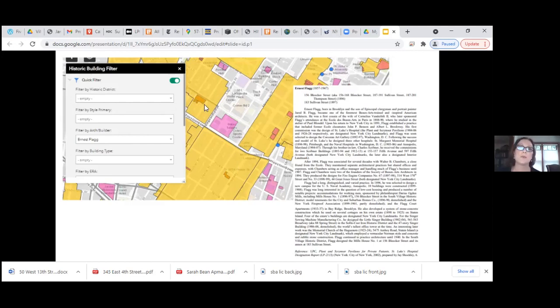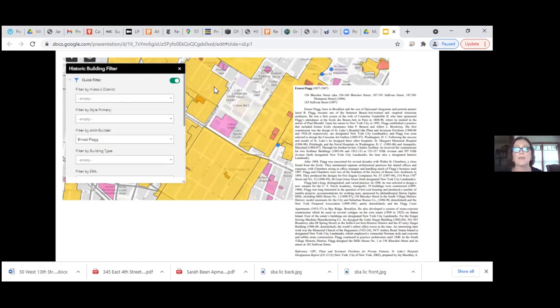This is Mills House number 1 at 156 Bleecker Street in the South Village Historic District, and 183 Sullivan Street, also in the South Village Historic District. And so I'm able to click on the South Village Historic District also and get access to the designation report. And in the later designation reports at the end are descriptions of the architects.